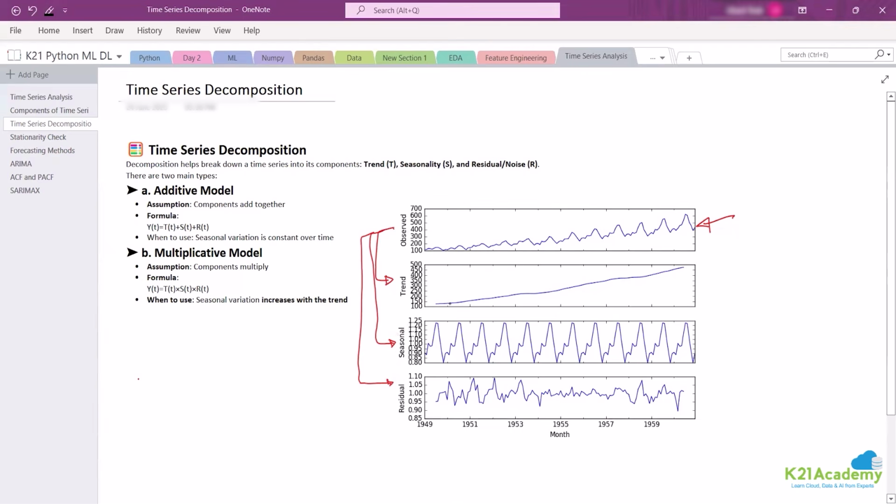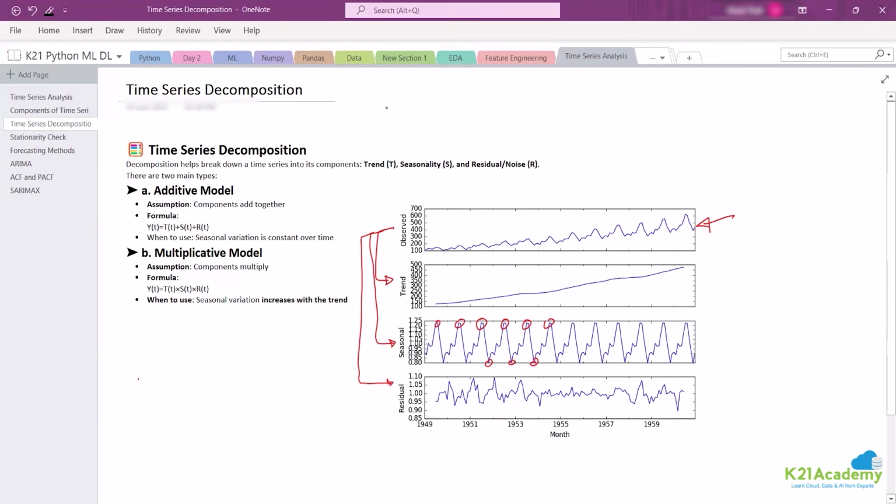So from here we can say that there is a trend present in our data. There is a seasonal pattern here. If you see, the pattern is repeating for each and every year. Here as well we can see that the pattern is getting repeated. So there is a seasonal pattern present in our data, and visually you can compare that there is trend and seasonality present.